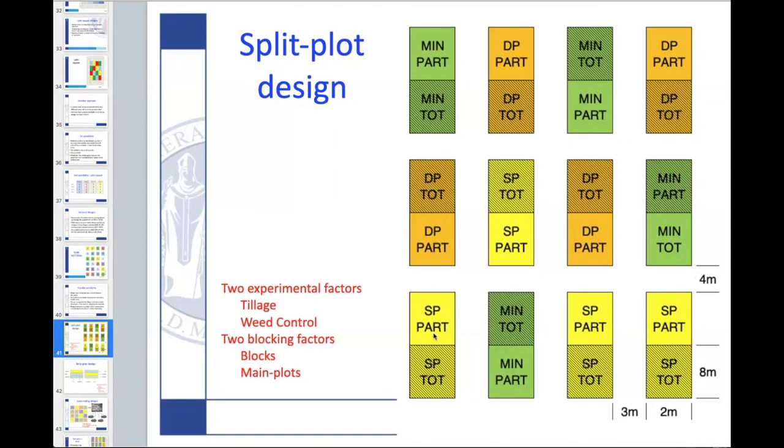with control methods to subplots. Here you see we have part and tot. Again, here we have tot and parts. And here again, parts and tot. So you see, we have another constraint. The first constraint is that main plots need to be organized in blocks. And this is the first constraint to randomization. The second constraint is that each main plot must contain all the levels of the second factor. This is called split plot design.